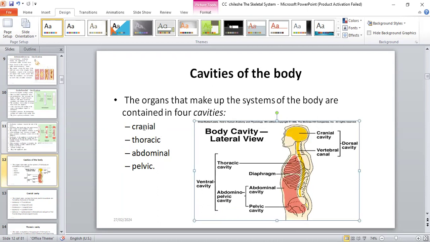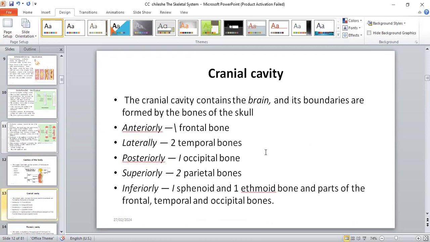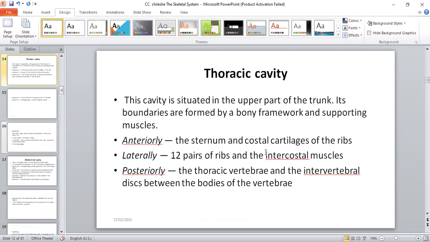These major cavities include the cranial cavity. The cranial cavity put together with the vertebral cavity is known as the dorsal cavity. Secondly, we have the thoracic cavity, the abdominal cavity and the pelvic cavity. Those are the 4 major cavities of the human body.